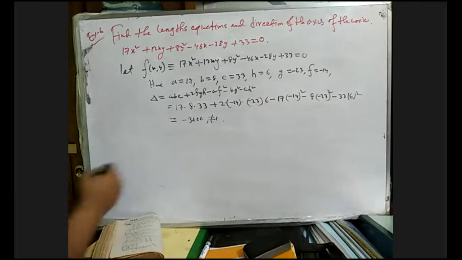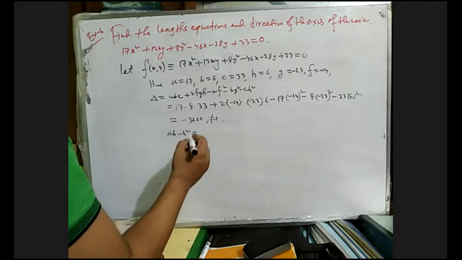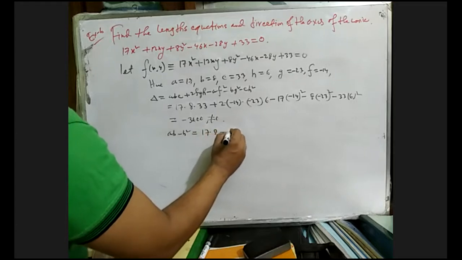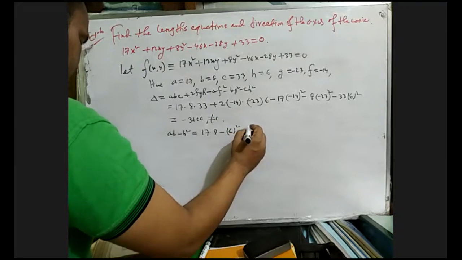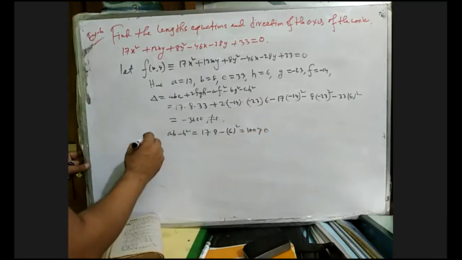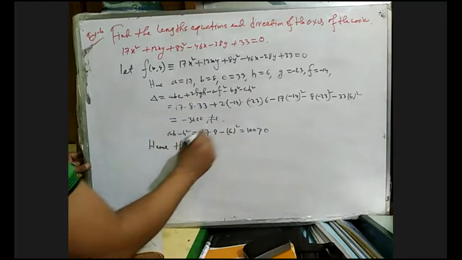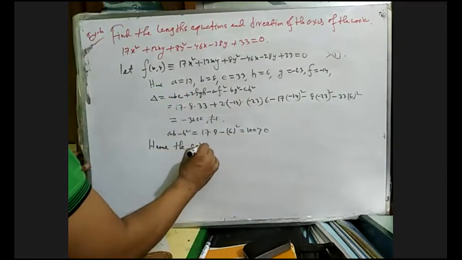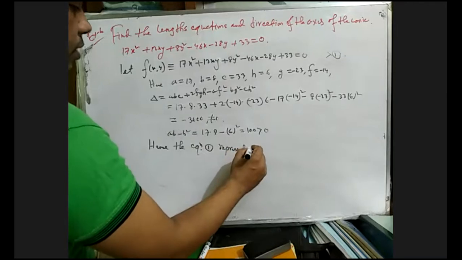Okay, again ab minus s, this discriminant, will be 17 into 8 minus 6 square. This equals, actually we get 100. This is positive, hence the equation 1, the given equation 1, represents an ellipse.